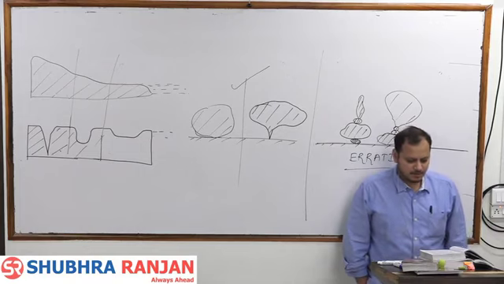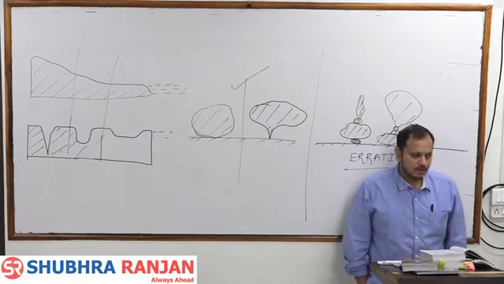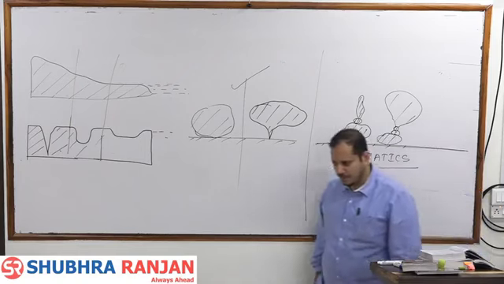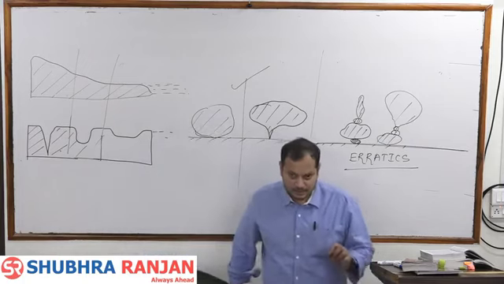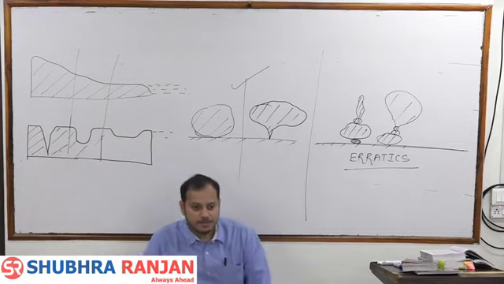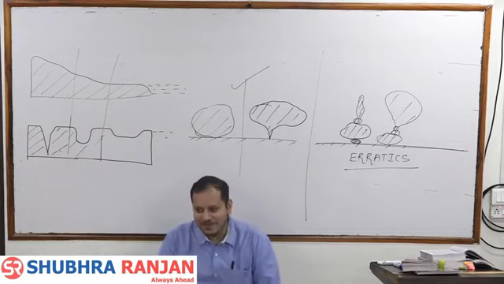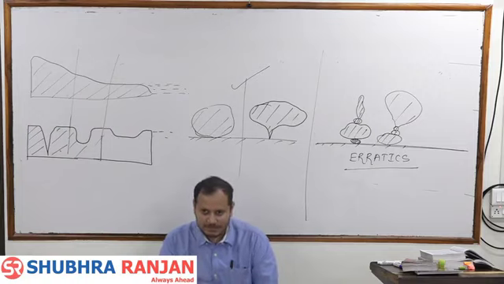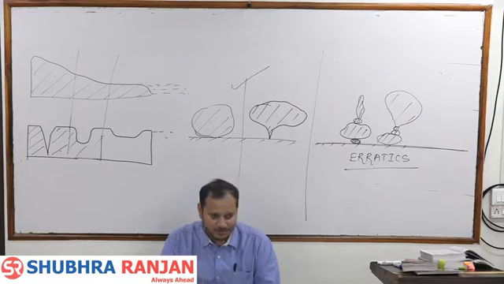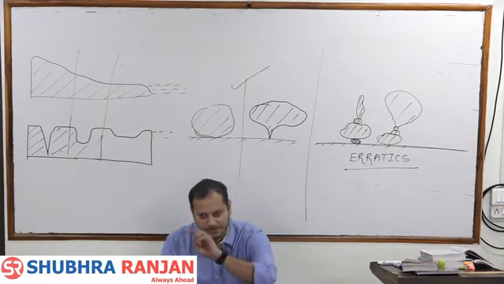Rock structure changes. The hard rock is eroded easily if the speed of a river is greater, which is observed in the mountainous regions. Getting it? We are talking about the erosion of the hard rock, but where? In the mountainous region.